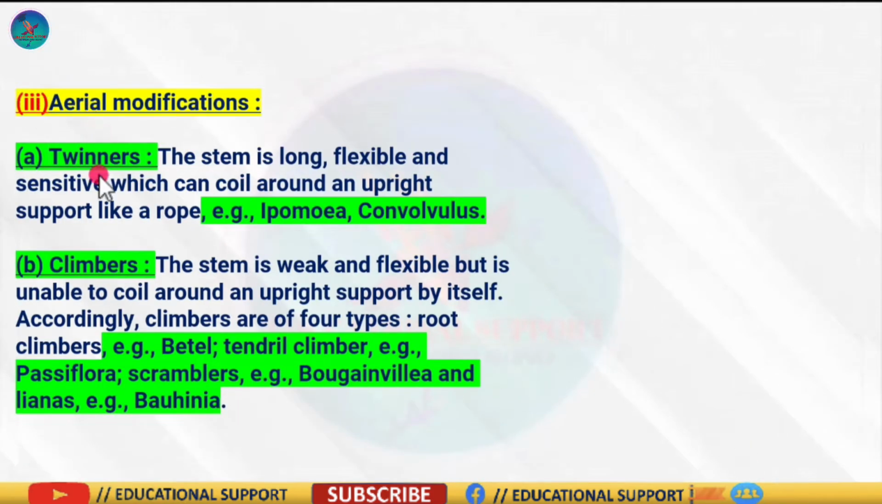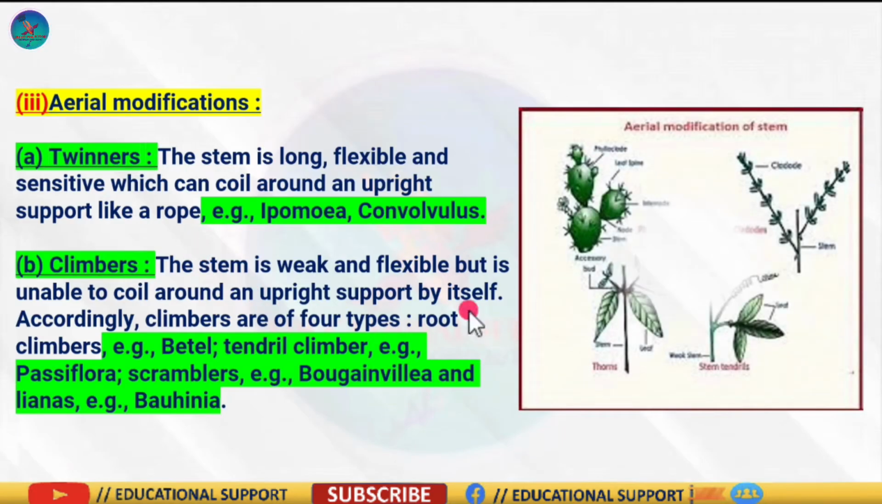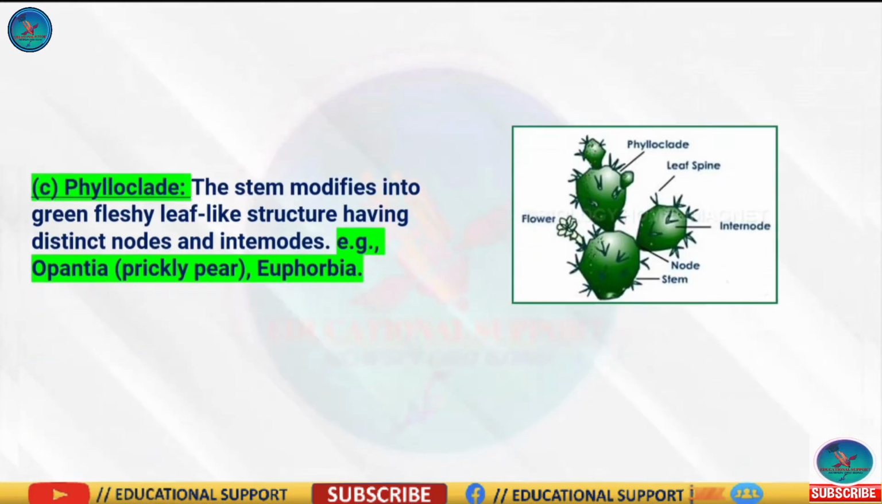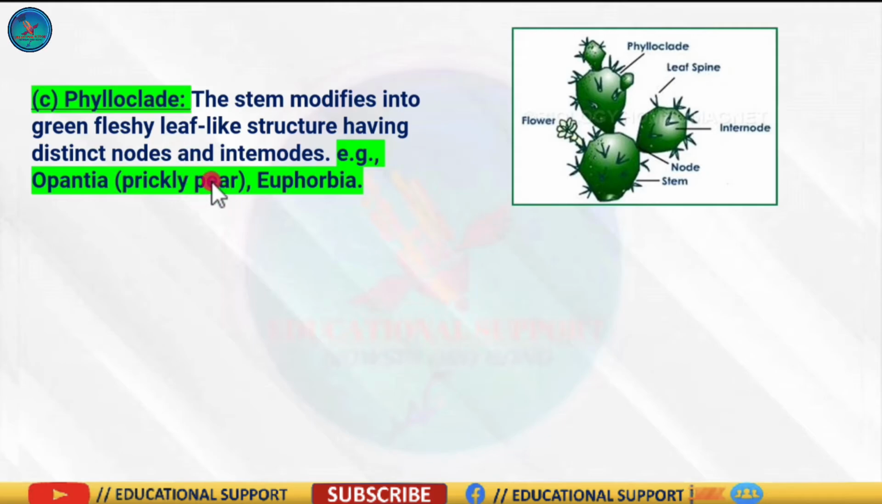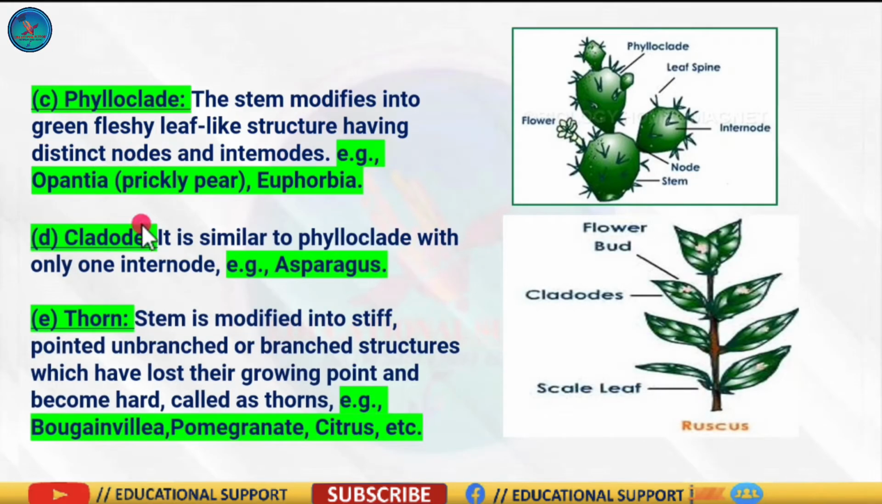Next modification is aerial modification. The aerial portion of the stem is modified to perform different functions, for example, climbing, protection, food manufacturing, etc. You know that. It may show the following types of modifications, such as climber and phylloclade. In the phylloclade, the stem modifies into a green flat leaf-like structure having distinct nodes and internodes, for example, opuntia, euphorbia, etc.